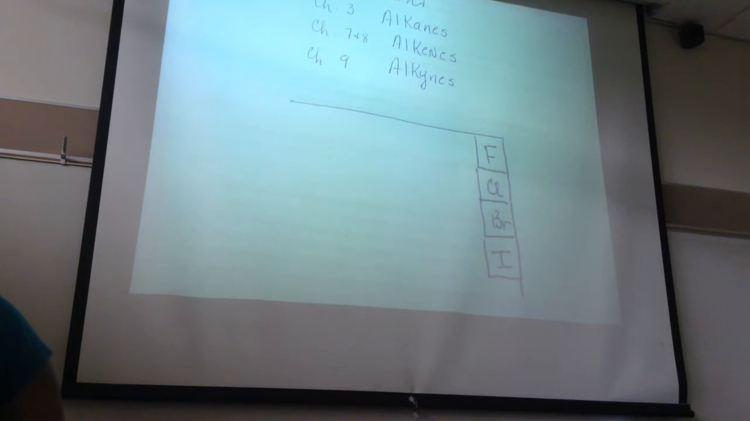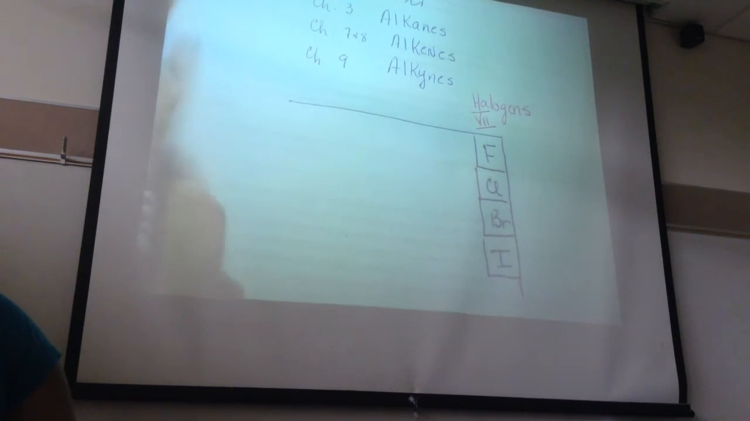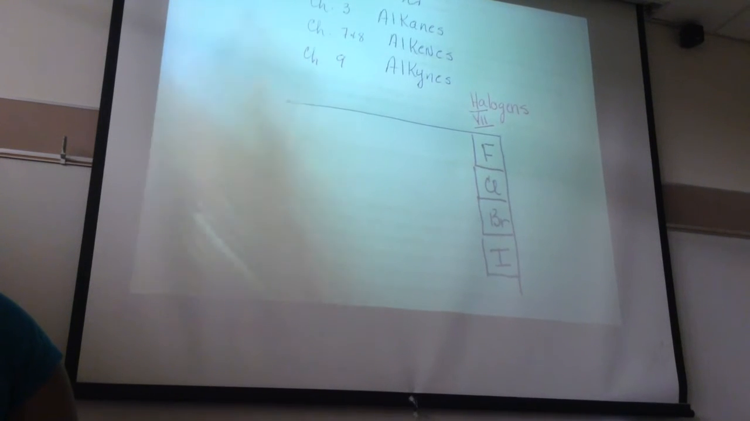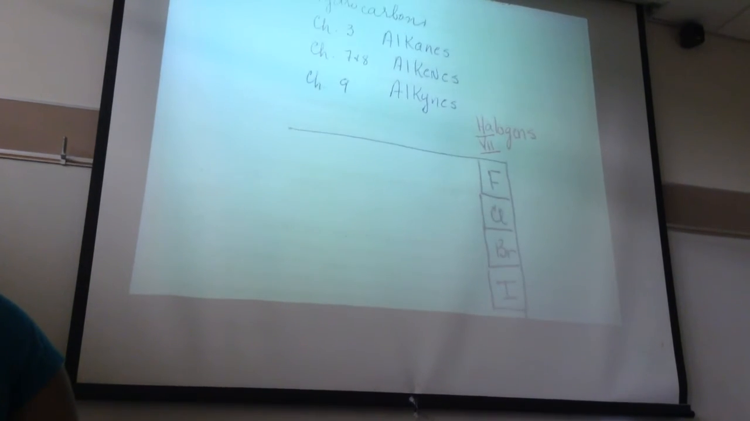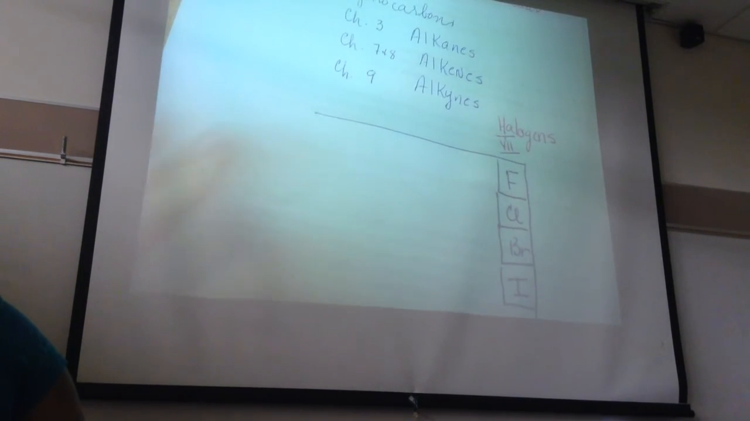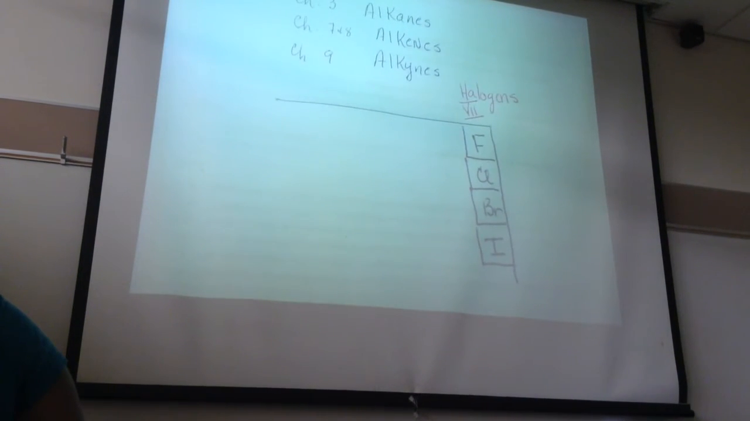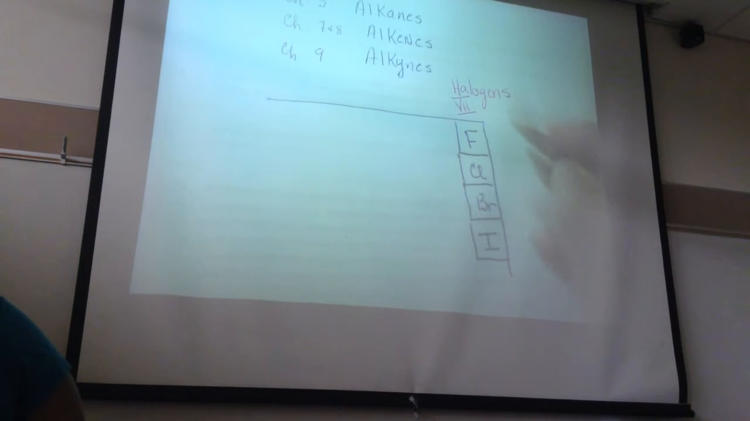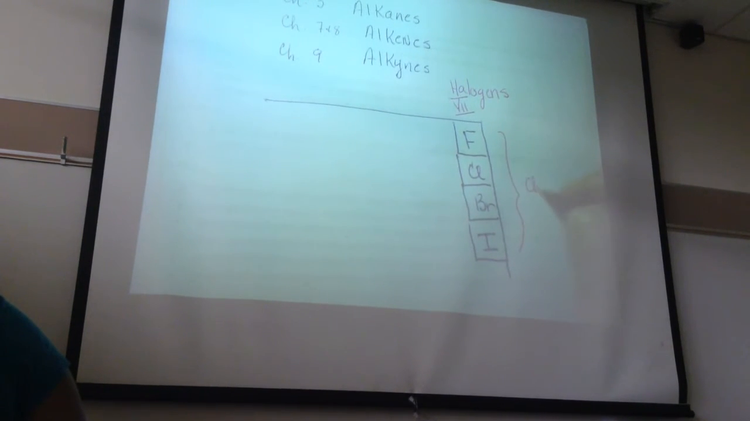And these guys are what? These are our halogens, right? And this is group 7. And these are the halogens. Well, when carbon combines with hydrogen and any one of these guys, we have a whole chapter dedicated to them. This will be my chapter 6.